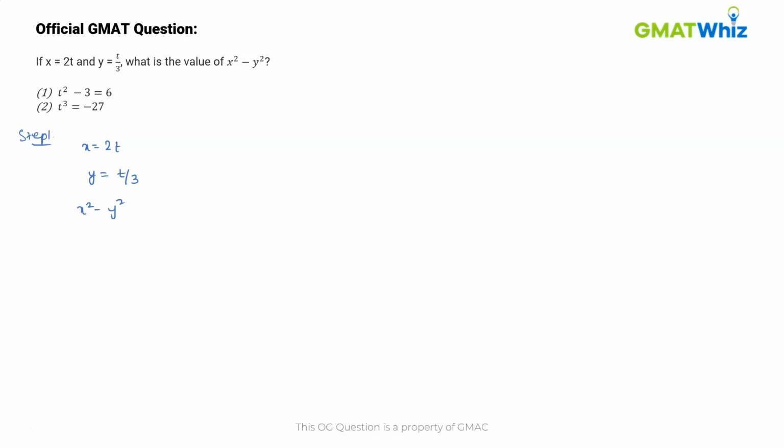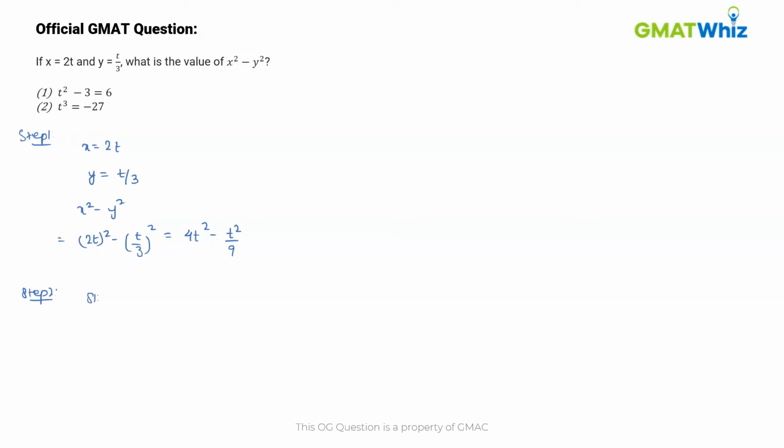So now x squared minus y squared can be written as (2t) whole squared minus (t by 3) whole squared. This gives us the expression 4t squared minus t squared by 9. Now it's very essential to simplify any equation, and you will later understand why, and it helps us avoid small mistakes which make us mark the wrong answer. So we now move on to step 2 and first analyze statement 1.